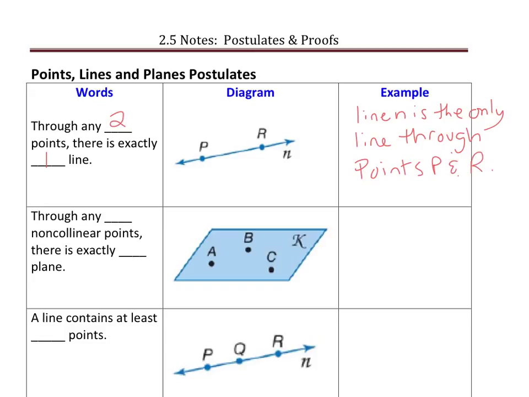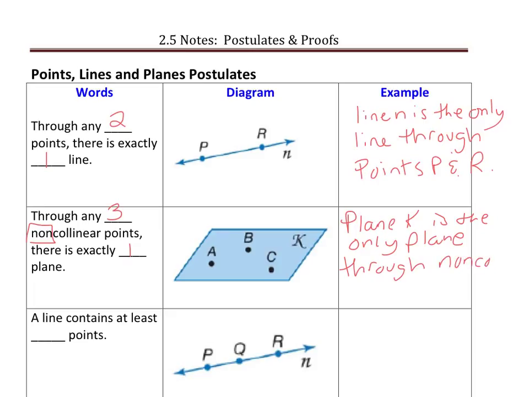Now we have a plane K, and on it we have three non-collinear points A, B, and C. Through any three non-collinear points, and that's the key right there, non-collinear, there exists exactly one plane. So over here we would say plane K is the only plane through, let's say, non-collinear points A, B, and C.